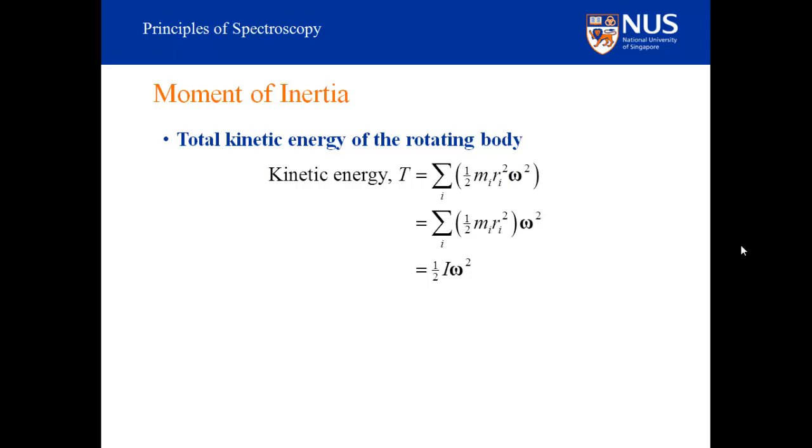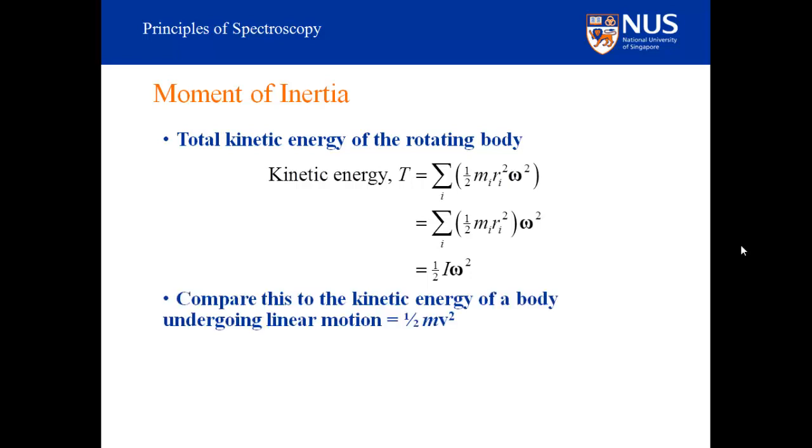So now the equation for total kinetic energy is equal to a half times the moment of inertia I times omega squared. The form of that equation is quite familiar for kinetic energy. The kinetic energy of a linear moving body is just a half mv squared, whereas the kinetic energy of a rotating body is a half I omega squared.